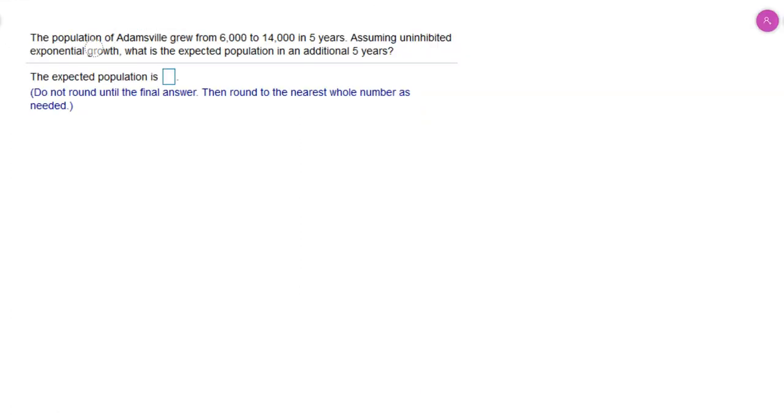This question says the population of Adamsville grew from 6,000 to 14,000 in 5 years. Assuming uninhibited exponential growth, what is the expected population in an additional 5 years? So we're going to be using this formula for population growth, the uninhibited exponential growth, that looks like this. P of t equals P0 e to the kt.